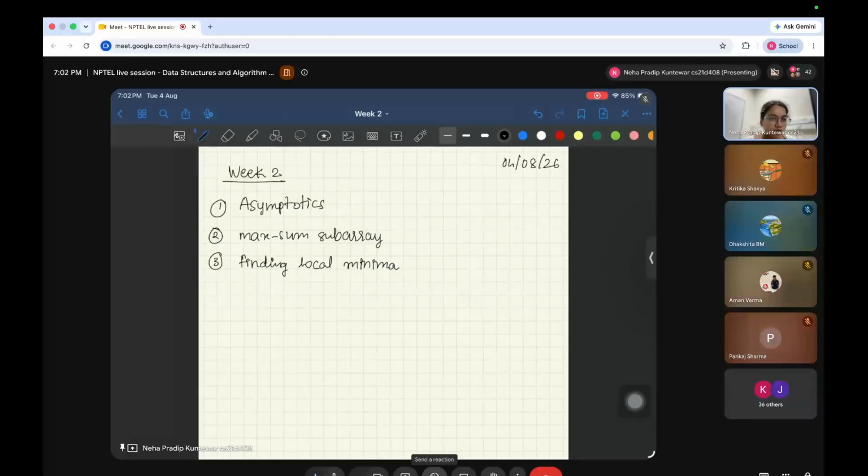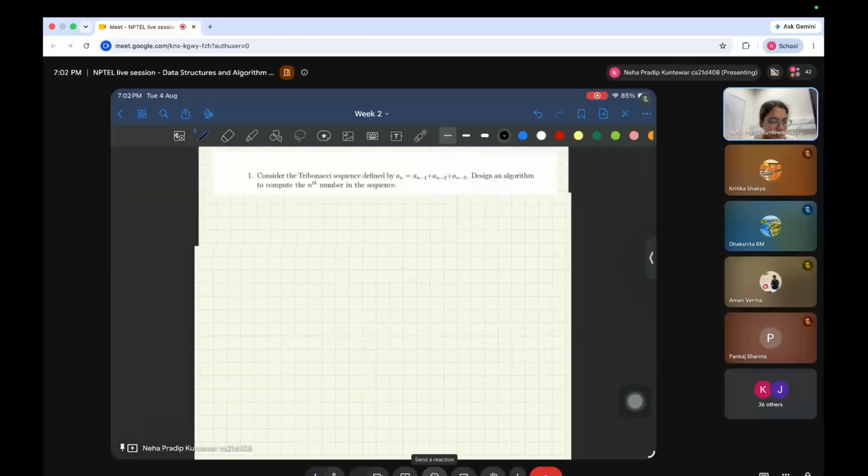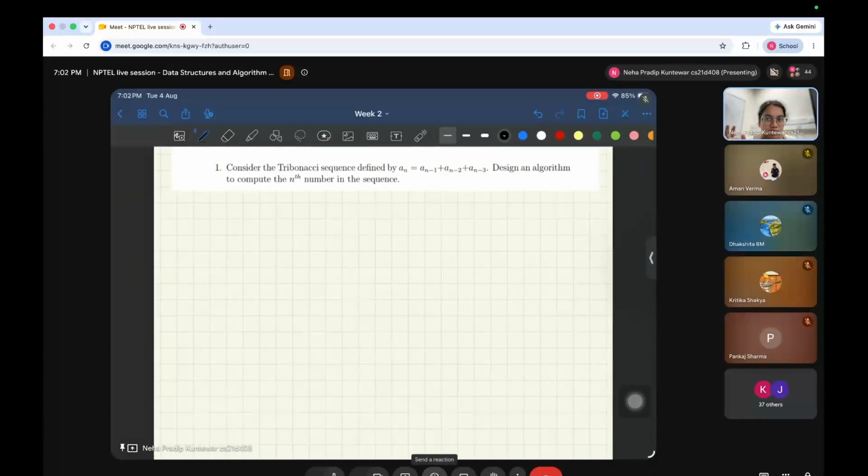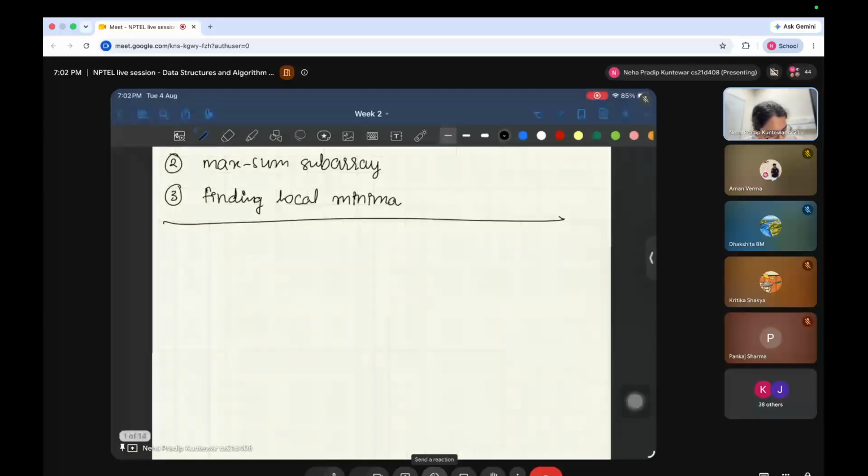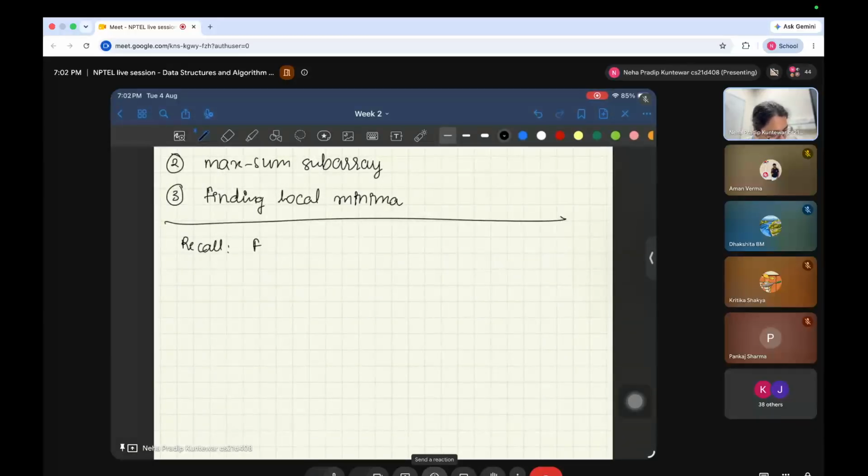Okay. So last time we were looking at this sequence called Fibonacci sequence. So just to recall, the sequence was f of n is equal to f of n minus 1 plus f of n minus 2. Okay, and we saw how to efficiently compute the nth Fibonacci number.